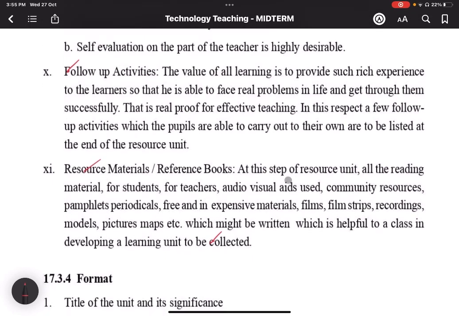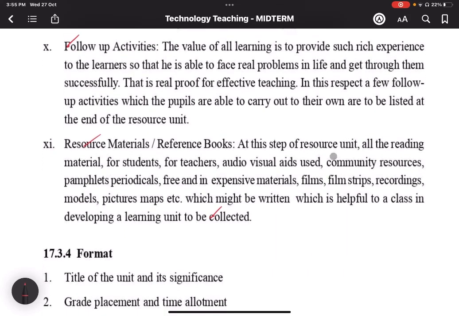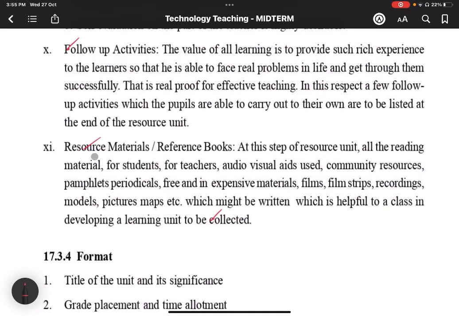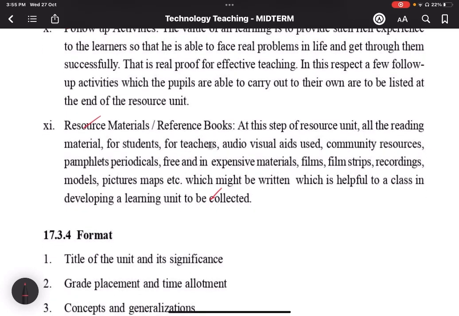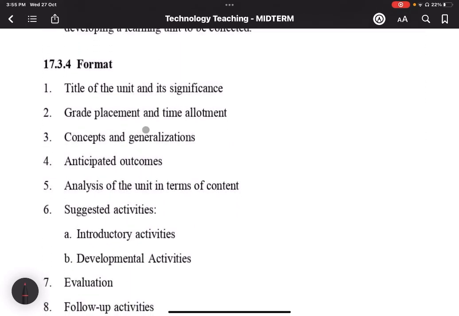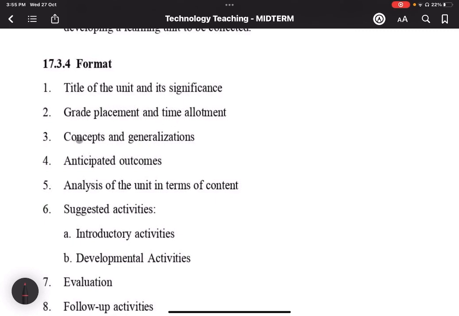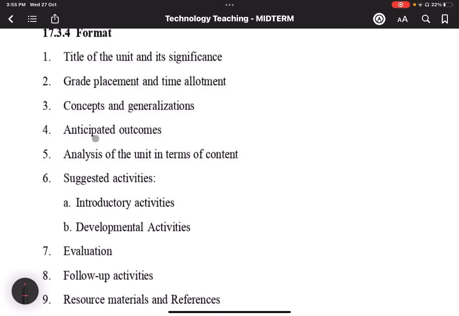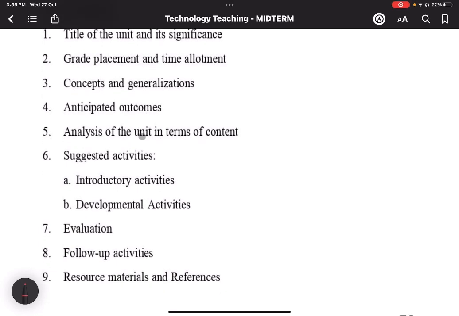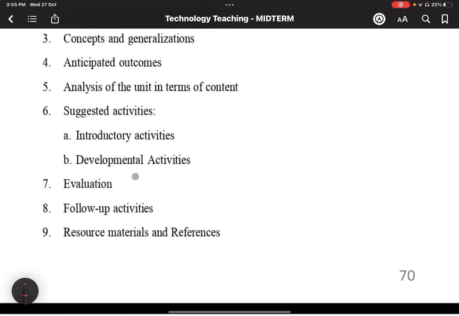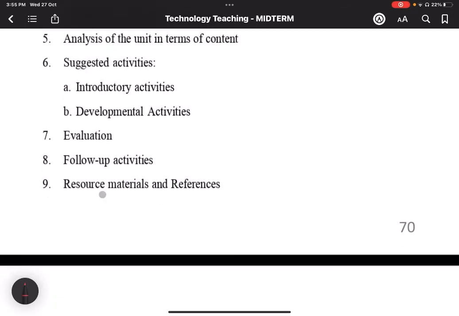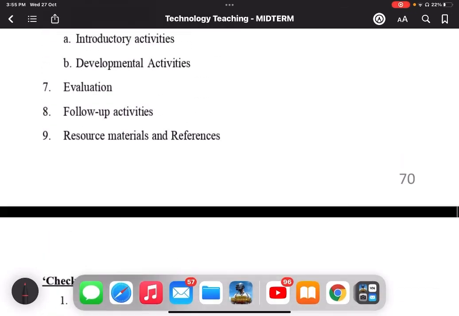Resource materials, the same way with the lesson plan. Okay? Dapat ma-collect natin kung saan galing yung ating mga resource materials na nilagay sa isang resource unit. So, we have the following format, no, ng isang resource unit: title of unit and its significance, grade placement, time allotment, concepts, generalizations, anticipated outcomes, analysis, suggested activities, introductory, developmental, evaluation, follow-up activities, resource materials, and references.